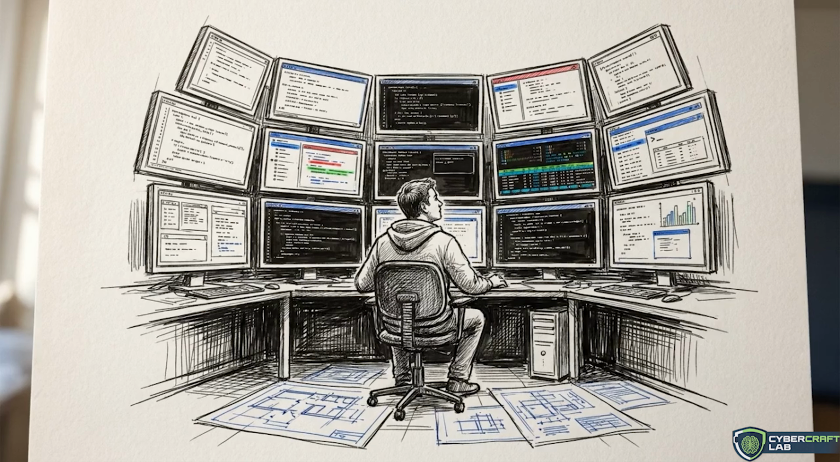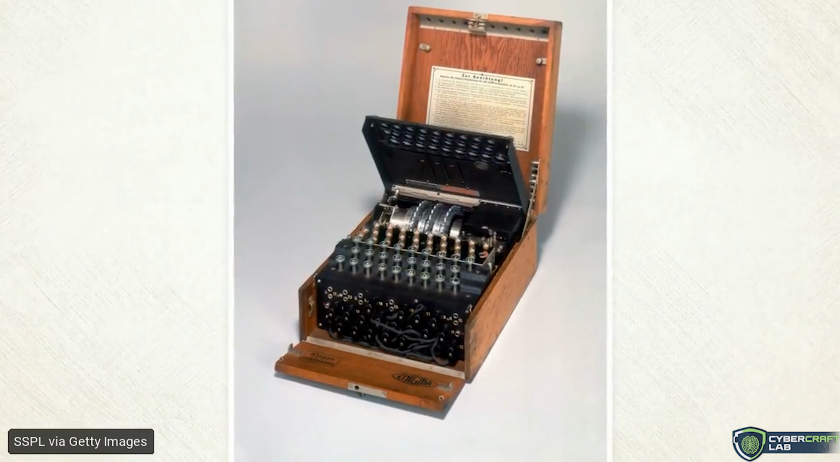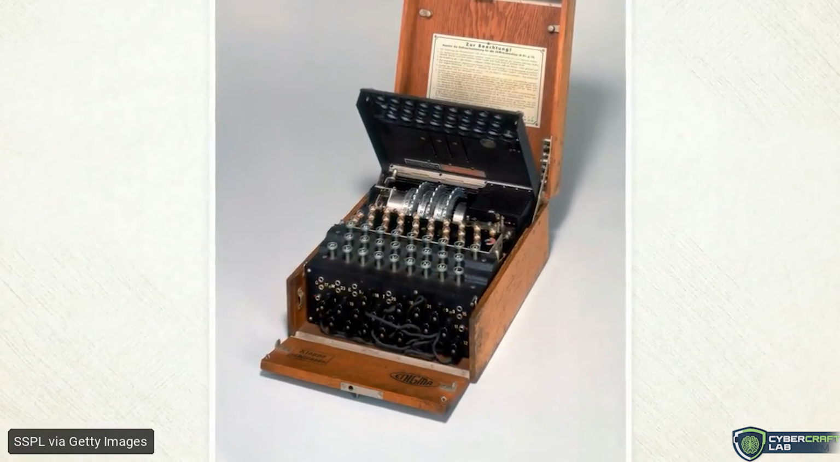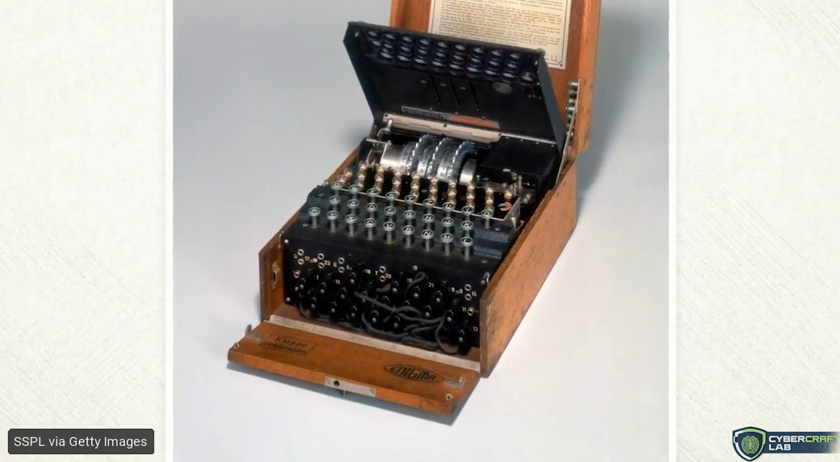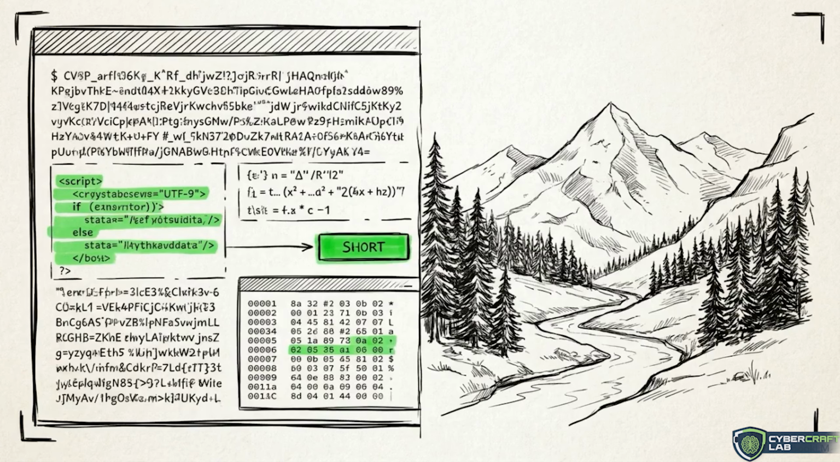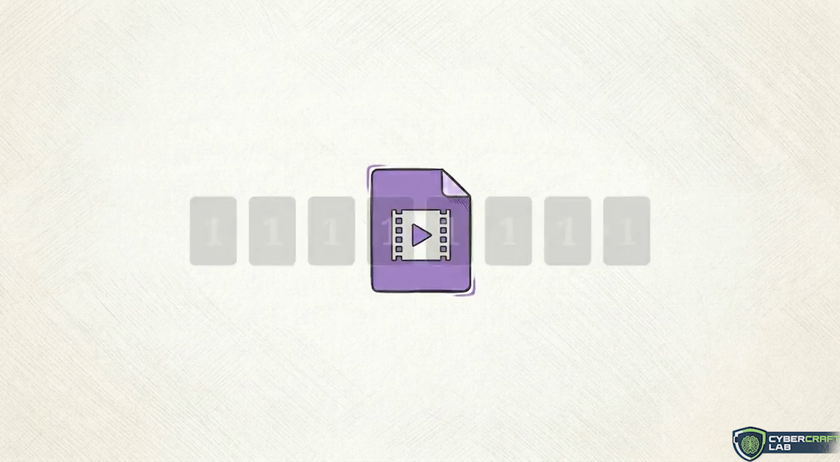Cryptography, like the mechanical rotors of this Enigma machine, visibly scrambles the message. Anyone seeing the output knows a secret exists. Steganography is different. It conceals the fact that a communication is even happening. The primary mathematical mechanism for this digital concealment is the least significant bit, or LSB method.